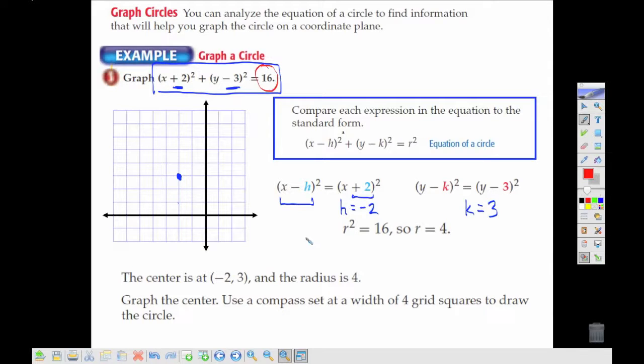Next we'll look at our equation and look at the radius of that. Now remember, our equation says r squared. So if we're looking for the radius, we need the square root of 16, which would be 4. So from the center point, which was at (-2, 3), I'm going to go 4 in every direction. I could go up, down, left, and right. But I can't really get every point like this unless I use my compass. So we would use our compass to draw that circle, to get a circle that has a radius of 4.